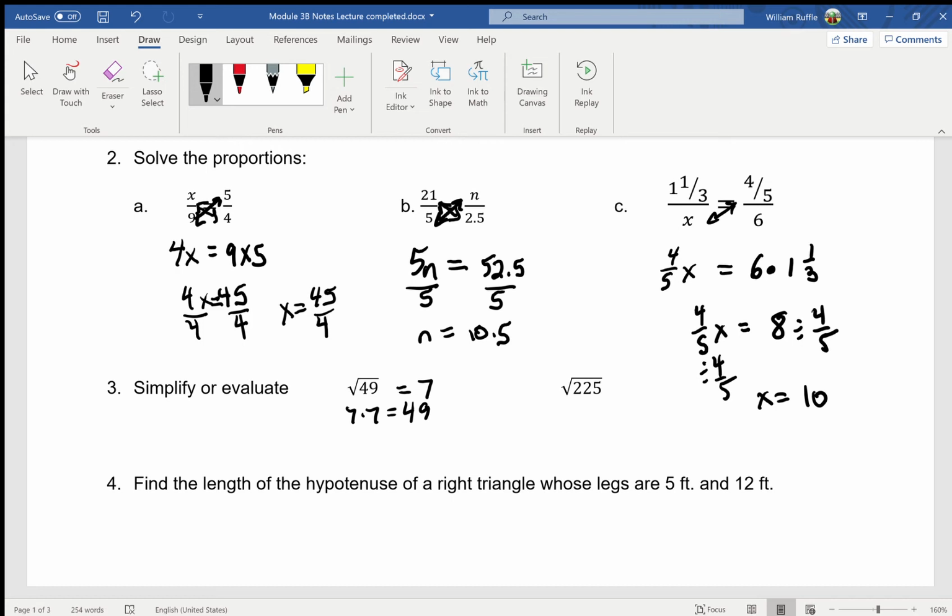So the question is, what times itself equals 225? You just type it on your calculator, or it is on the multiplication chart as well, but that answer is 15.